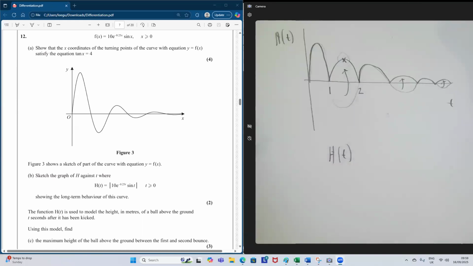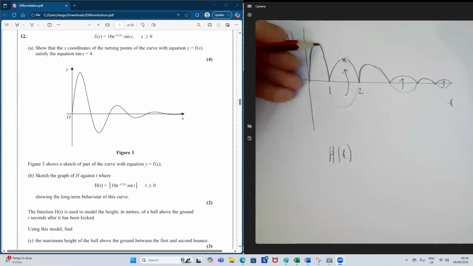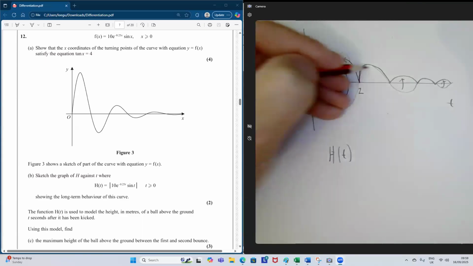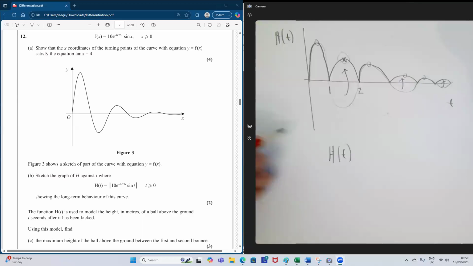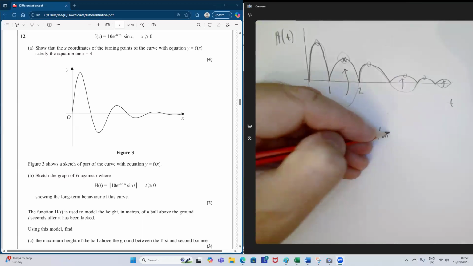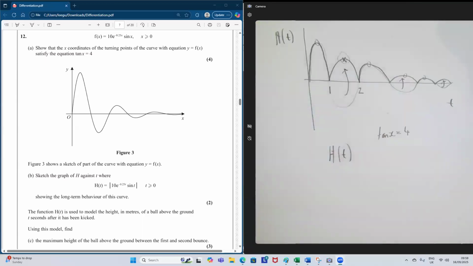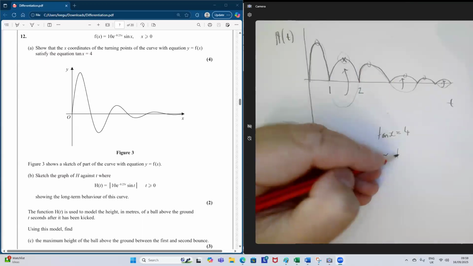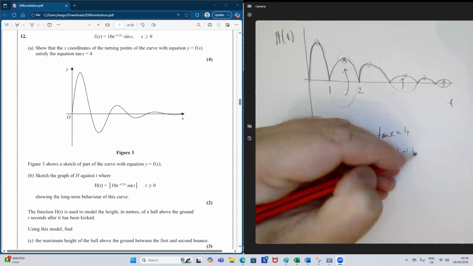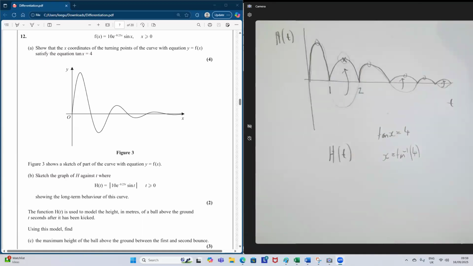Well, we found out in part A that the equation governing all of these turning points is the fact that tan x equals 4. So tan x equals 4 is the equation. The solutions to tan x equals 4 give us all of these points here. So if we say x is equal to inverse tan of 4, then that is going to give us the first point here.